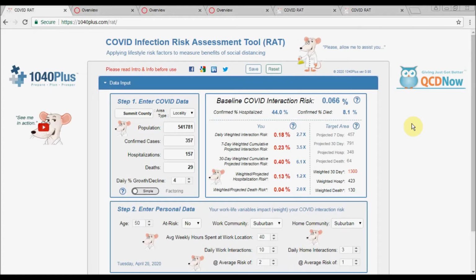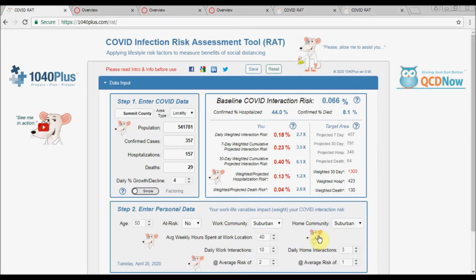Hi everybody, this is the first of two instructional videos on how to use the COVID Infection Risk Assessment Tool, or RAT for short. As you can see, we're here at the RAT website at 1040plus.com/RAT. This is your main interface in which you're going to enter your data. You're going to be manipulating that data with these variables. And this is your results section, which I'll be going over.